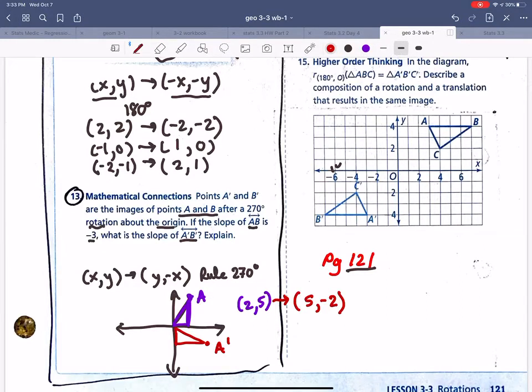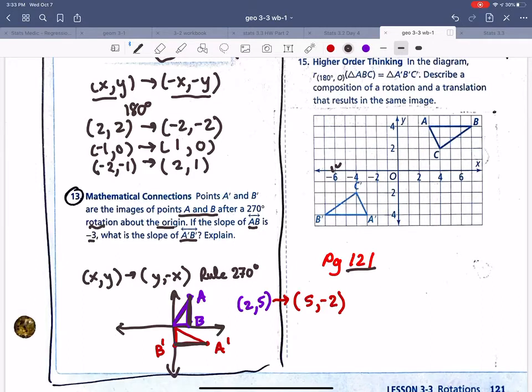Okay, that follows the rule. So now let's look at the slope. So they're saying, would it be true if the slope of AB, so I'm just going to randomly call this AB, right? This is AB, this length there. And now let's look at A prime, B prime. So this would be A prime, B prime. So this is AB, right? And this is A prime, B prime.